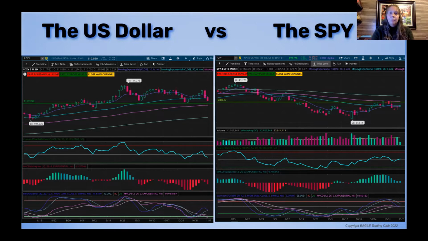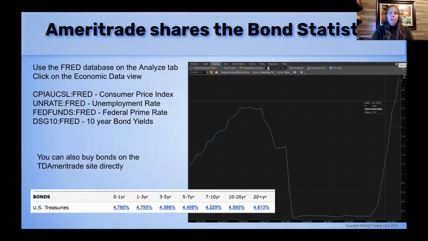So one of the other things I wanted to bring up is that there are some statistics in Ameritrade. I found this database. It's called the FRED database, and if you type FRED in, you can come up with a couple different indicators in Ameritrade under the Analyze tab, and then you go to the Economic Data window right here. I put a quick example in here for everybody.